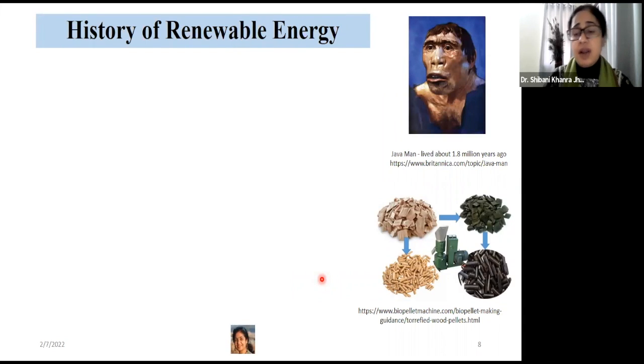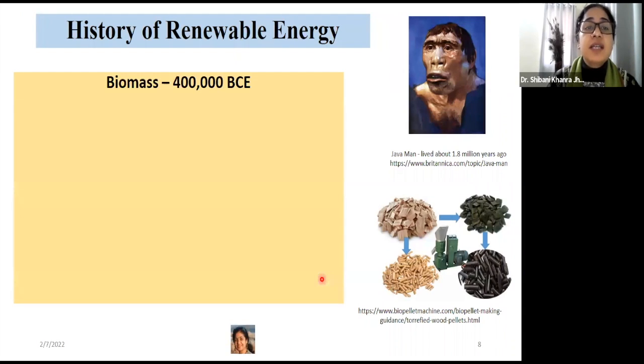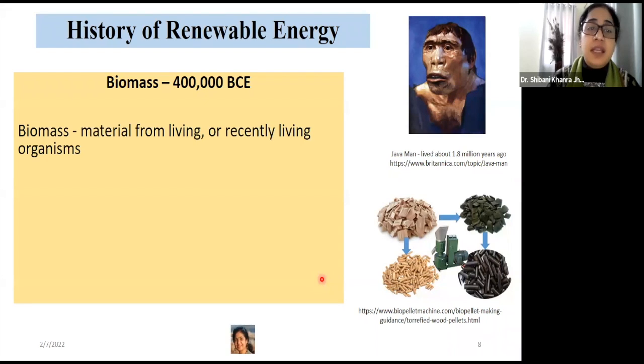So before moving on to discuss the scope of geothermal energy, let us have a small glimpse of the history of renewable energy. As we understand, biomass is one of the forms of renewable energy. It is credited to, since the civilization, we have had civilization on this earth, it has been identified 400,000 BCE again.